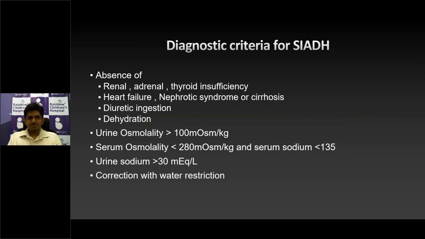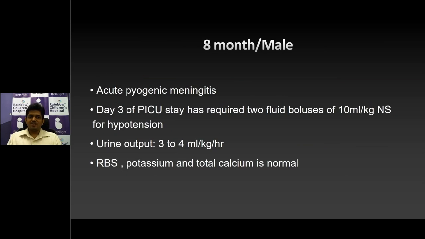Suppose if there is severe hyponatremia with symptoms, try to give 3% saline and push up the sodium levels. Coming to the third case, it's a case of pyogenic meningitis. Here you can note that there is an increased urine output and hypovolemia, and RBS, potassium and total calcium are normal. So any child with increased urine output, always rule out hypokalemia and hypocalcemia, because these two conditions can lead to a nephrogenic DI. So do a potassium and calcium.